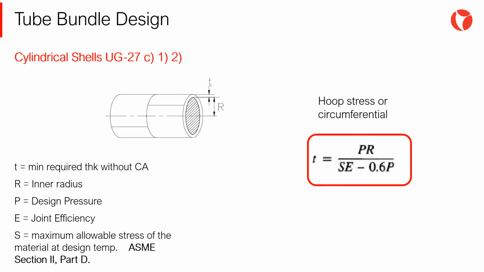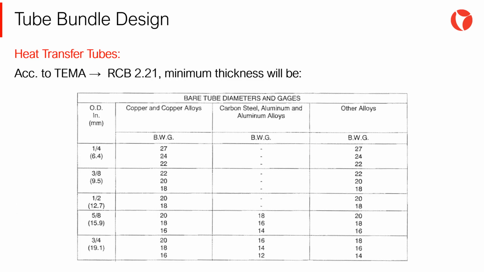For most applications, the tube wall thickness is obtained using the equations of the ASME code, section 8, division 1, for cylindrical shells, as shown in the picture. The required thickness is a function of the inner radius, the design pressure, the joint efficiency, and the maximum allowable stress of the material at design temperature. At the same time, and independently from the thickness required due to the calculation, transfer tubes shall meet the minimum thickness requirement included in the design code.